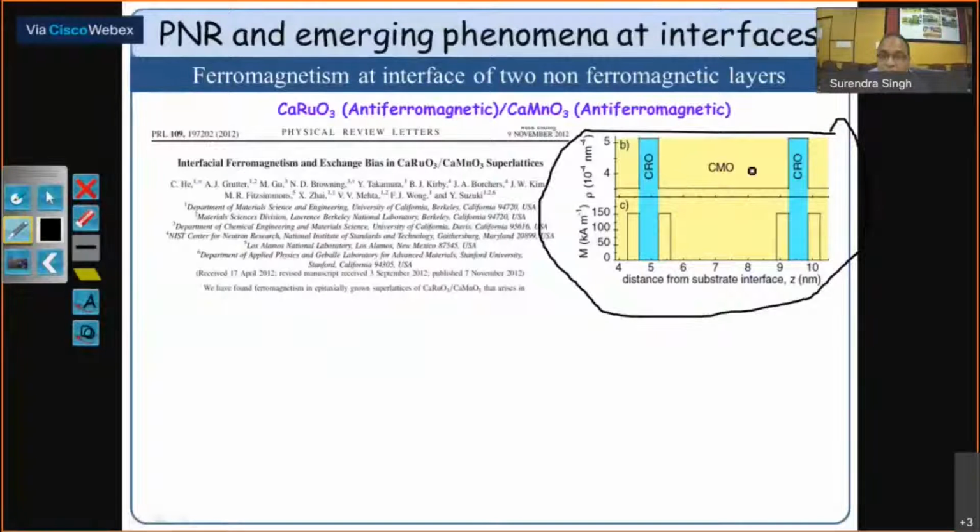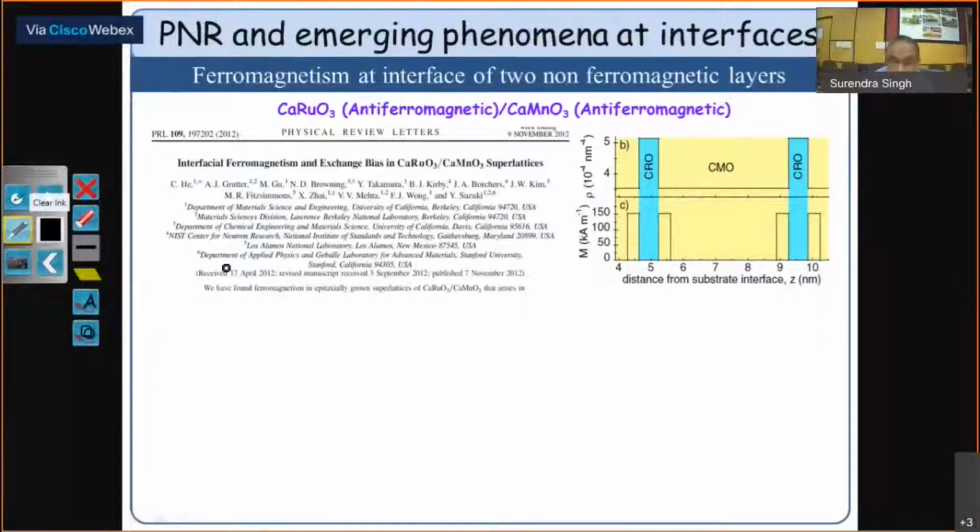So they observed at the interfaces. This is CRO, this is CMO. CRO is the substrate. This is the profile: the nuclear scattering density on top, and the magnetization at the bottom. So what they found at the interfaces is a magnetization. There are also many studies which say there is orbital reconstruction at the interfaces, which can change the electronic configuration of the magnetic element, and which is responsible for the ferromagnetism. Okay, this is one.